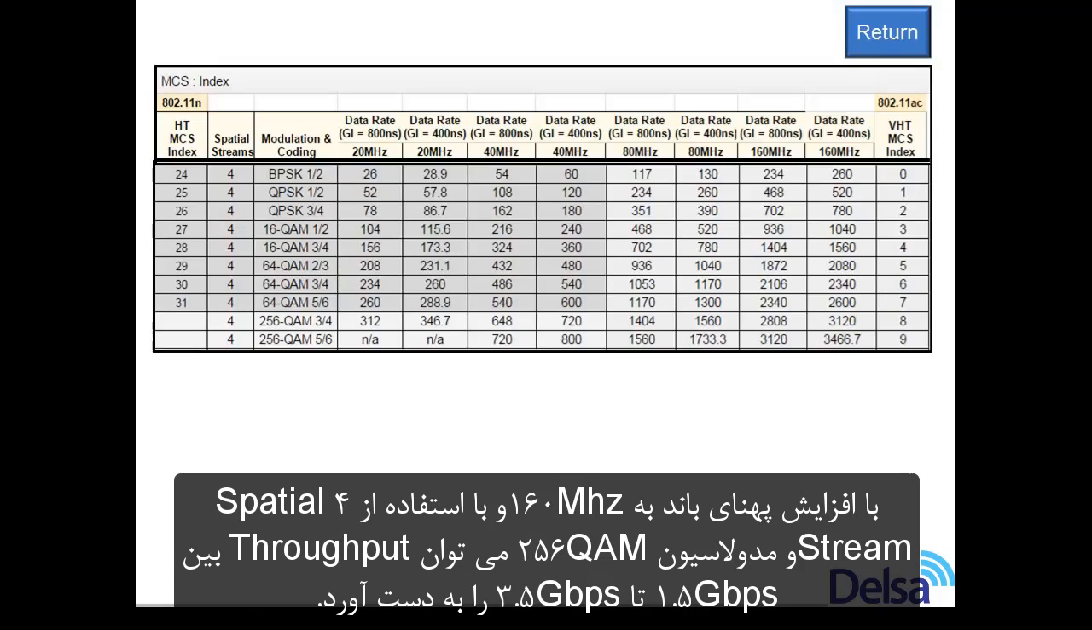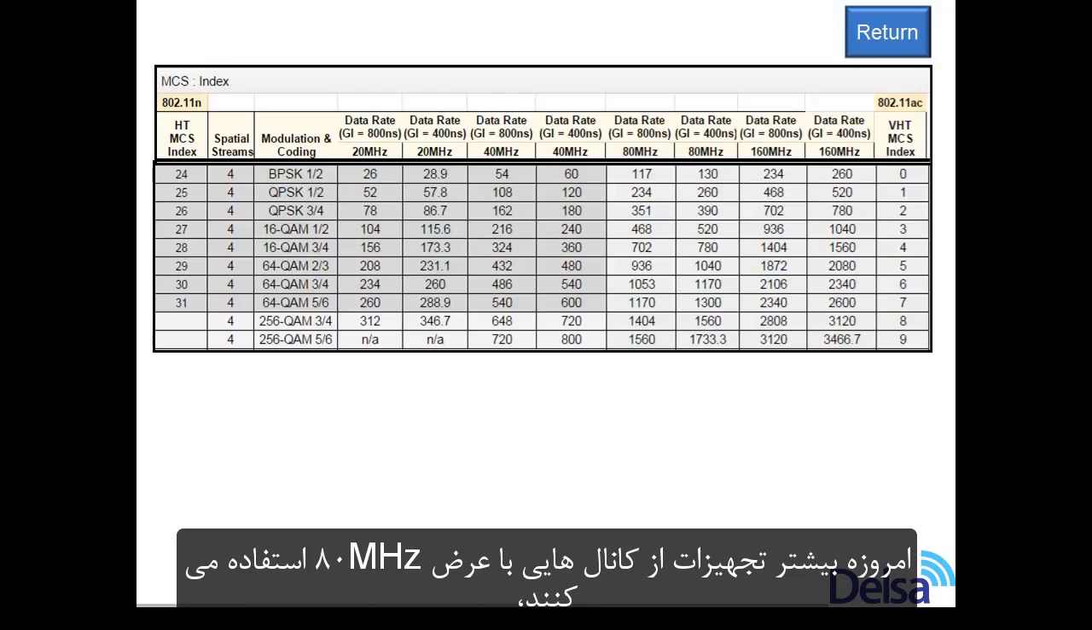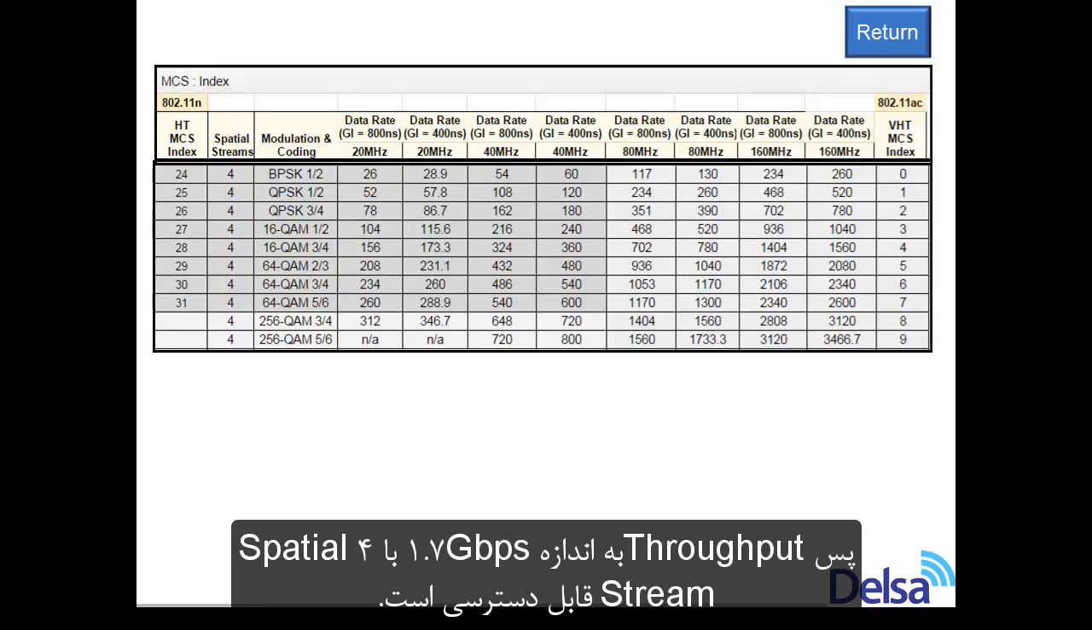But by using additional bandwidth, we can move this up from over 1.5 gig to finally just under 3.5 gig using 4 spatial streams and 256 QAM with 160 megahertz. Today though, most products are going to be shipping supporting 80 megahertz channels, so a maximum throughput of about 1.7 gig may be possible with 4 spatial streams.